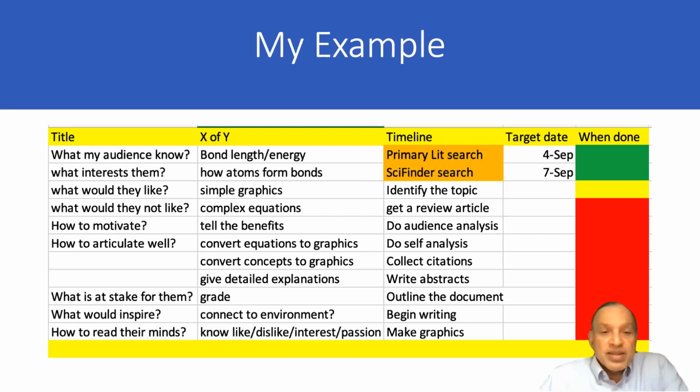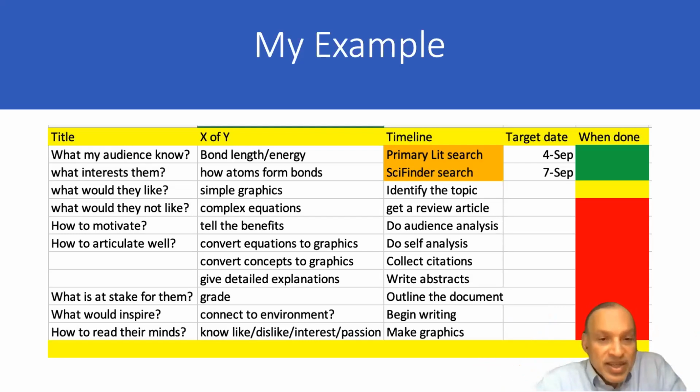And you can come back here and say, I've written just a few questions here. You can write whatever. It's better to write the same questions I gave you in the audience analysis and self-analysis, then you are on track exactly as you need to be. What does my audience know? Bond energy, bond length, say from Gen Chem or high school, whatever, right? And what interests them? How atoms form bonds. So this way you go back and forth thinking about your process, you get better and better, and you come up with better answers for those questions than in the first round.